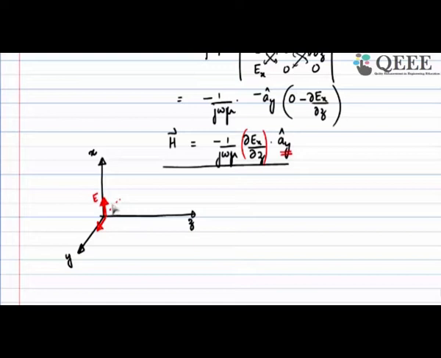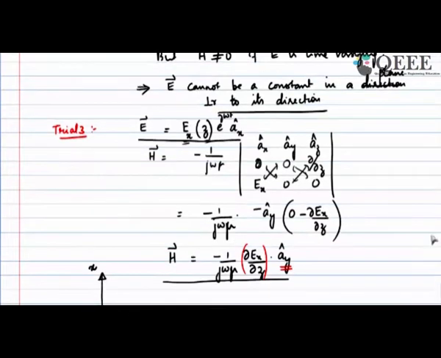Where is the variation? The field is varying along the z direction. I still don't know the nature of variation in space, but I know that it is changing as a function of z, and similarly the magnetic field is perpendicular here in the y direction, and it is also changing along the z direction. Now this is the simplest possible solution.